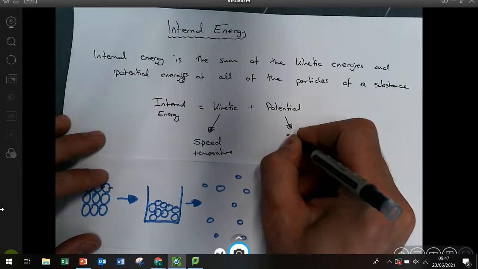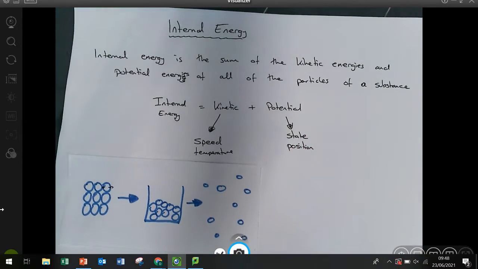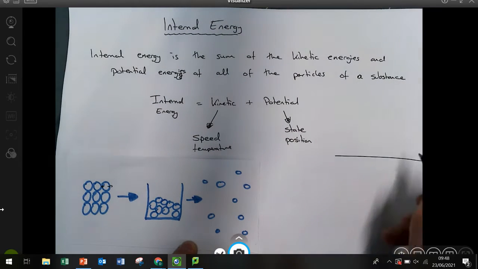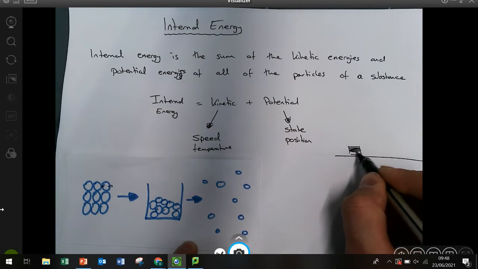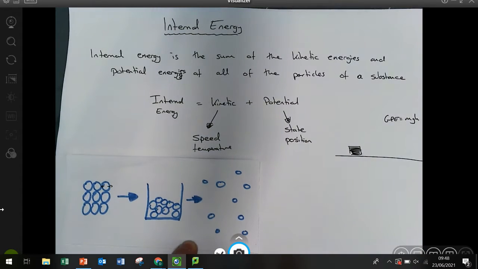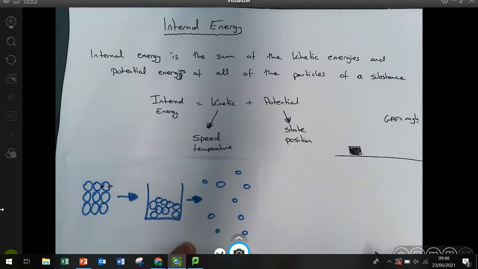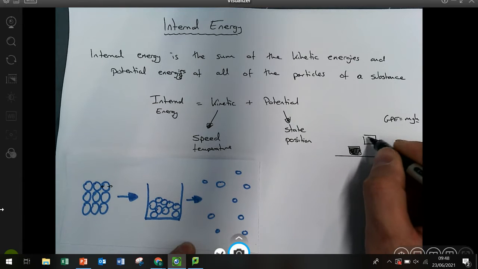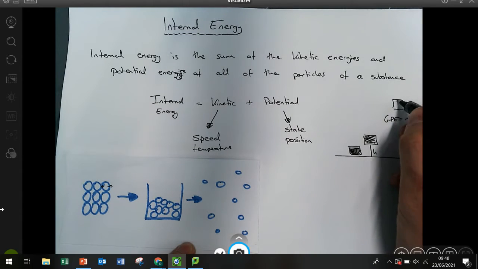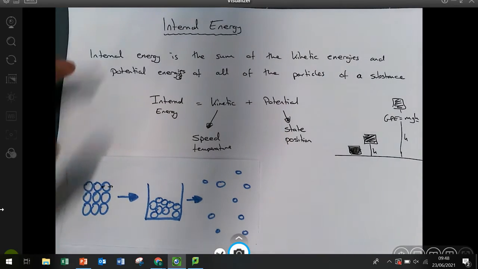What do we mean by potential energy? Potential energy is due to the state or due to the position of particles. So it's probably a lot easier if I use some more common examples. We're quite happy with the idea of gravitational potential energy. Gravitational potential energy is equal to mass times gravity times height. So if I have an object on the floor, it has very low GPE because its height is very low. If I raise it up a little bit, now it has some height, it has more GPE. And if I raise it up even higher, then it has a lot of height, so it has a lot of gravitational potential energy.